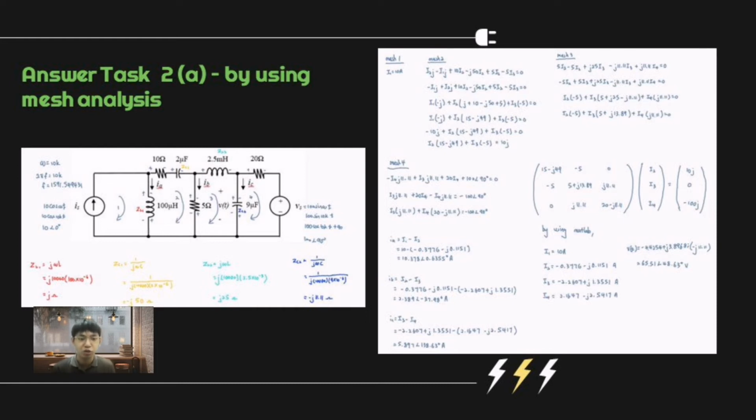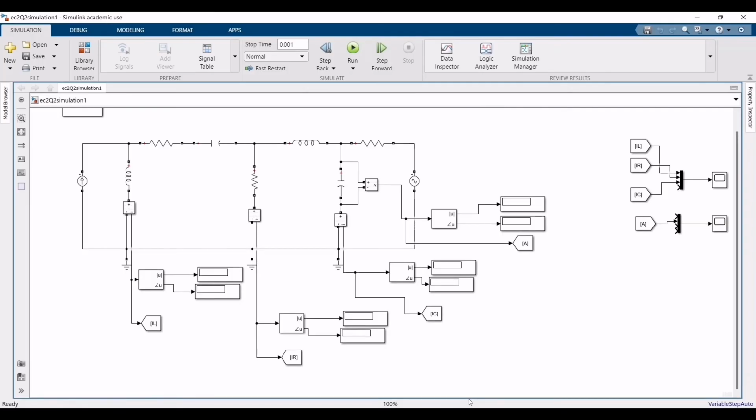As you can see, those values are the same as the ones we got from the nodal analysis. For the VT, once we get the IC value, we straight away multiply it with the impedance negative j11 ohms, and we get the value of VT, which is the same as what we got from the nodal analysis. So as you can see, this is our simulated circuit.